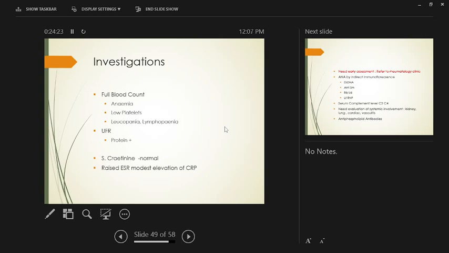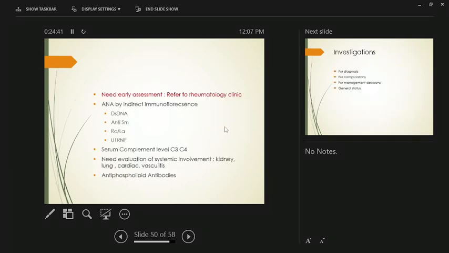So here the investigations are important. We did the investigations, showed anemia, low platelets, and there's leukopenia with lymphopenia, and the UFR showed protein, and there's raised ESR with modest elevation of CRP. So with these findings, classic of SLE, we have to diagnose SLE in this patient.